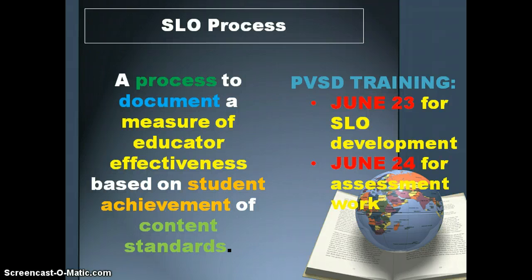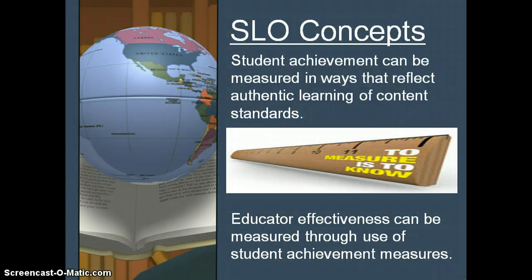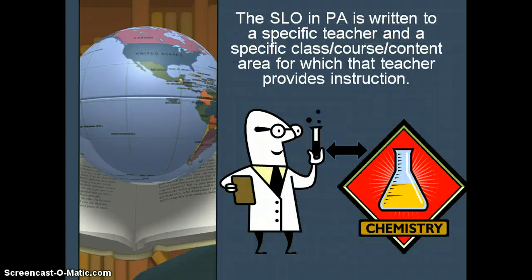The state says that the SLO process will be used to measure educator effectiveness based on student achievement of content standards. Student achievement can be measured in ways that reflect authentic learning of content standards. In Pennsylvania, each teacher writes a goal specific to the class and the course and the content for which the teacher provides instruction.